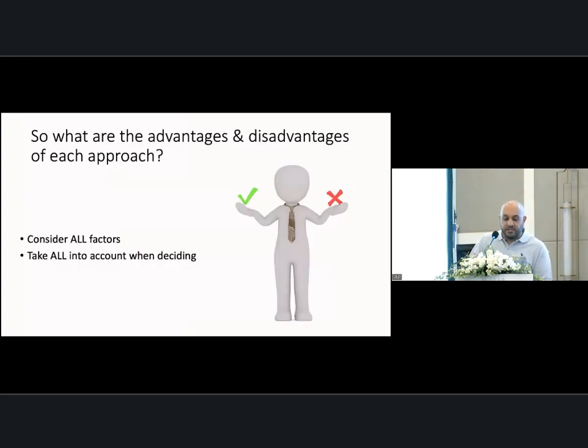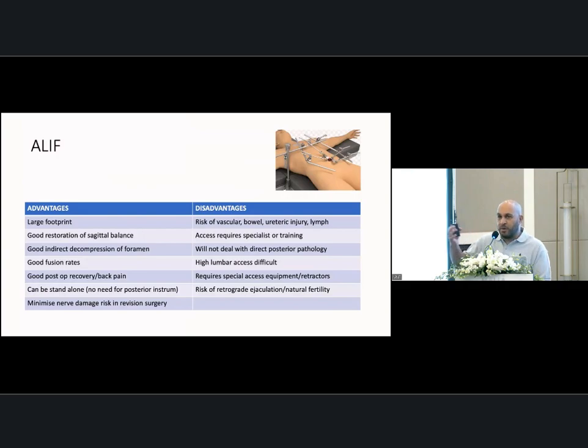So what are the advantages and disadvantages of all those approaches that I spoke to you about before? Let's talk about them one by one. So this is now from the front. This is the ALIF. So what's the advantage? Large footprint. So, you know, you can put in a cage from the front. The larger the cage, the more likely the patient's going to fuse. You can put bigger graft material, and the less likely that one body is going to collapse onto the other, or subsidence, as we call it.